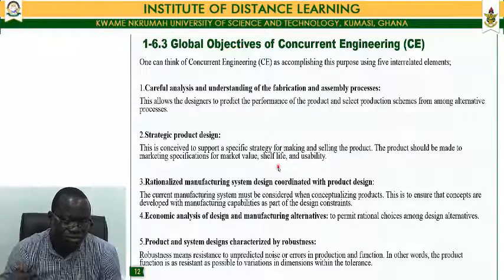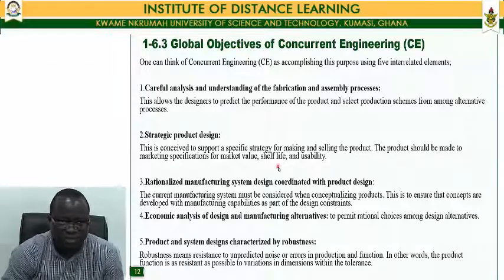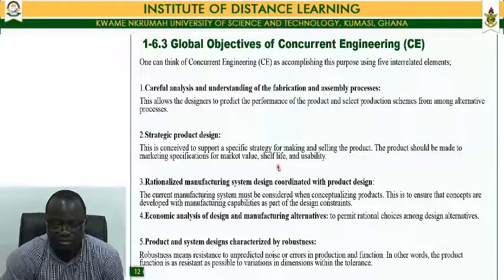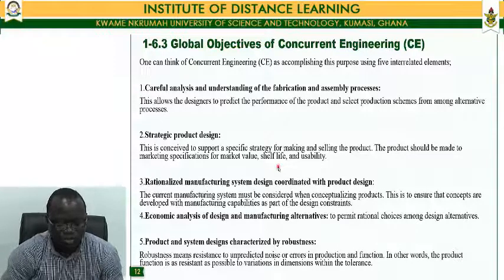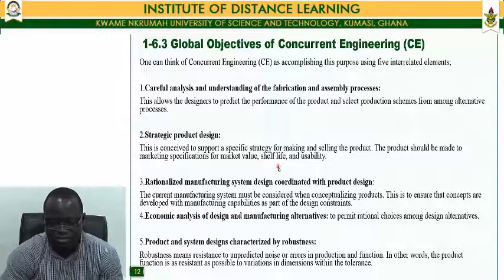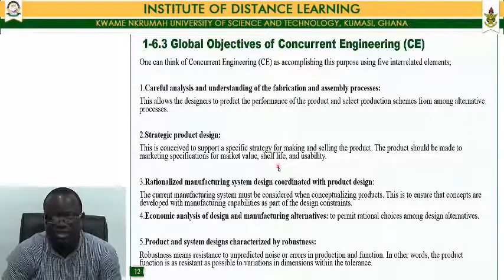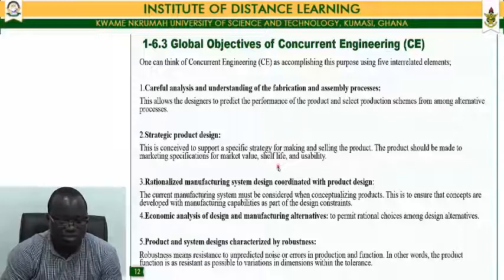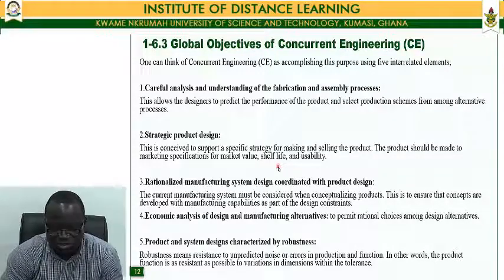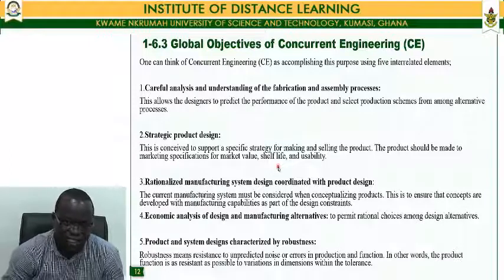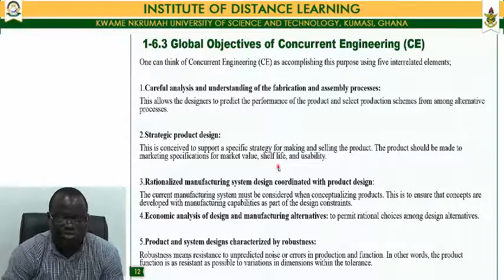Now, there is also a need to have a product and systems design that is characterized by robustness. Here it means that you want to design in such a way that the design is resistant to unpredicted noise or errors in the production and function. The product's function is as resistant as possible to variations in dimensions within a particular tolerance. You'll notice that this product and system design, which is characterized by robustness, is practiced among some known automobile industries.